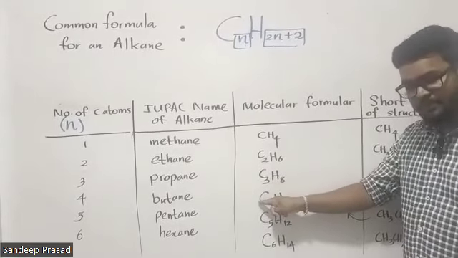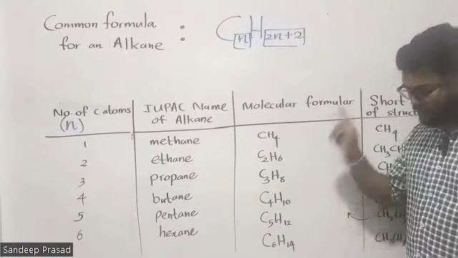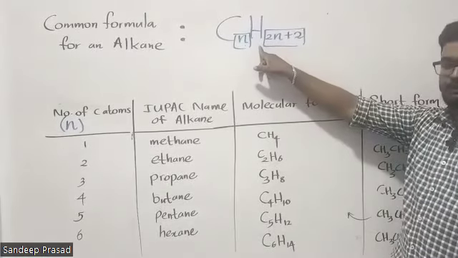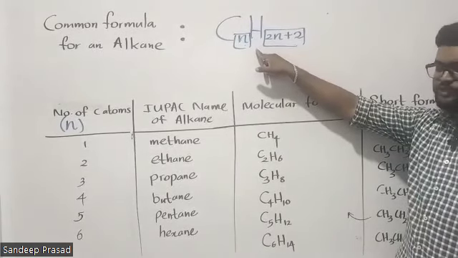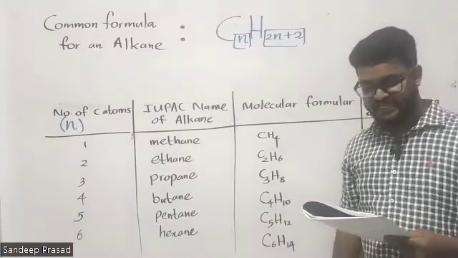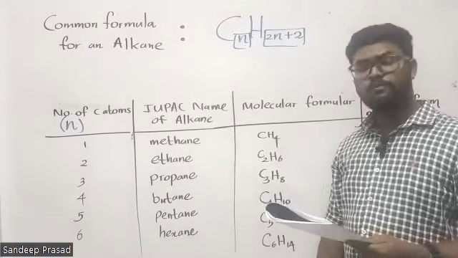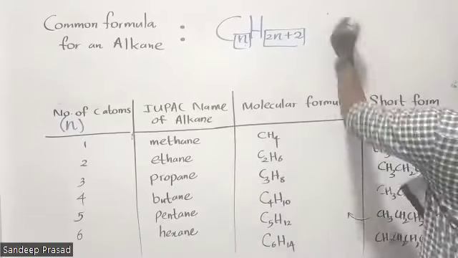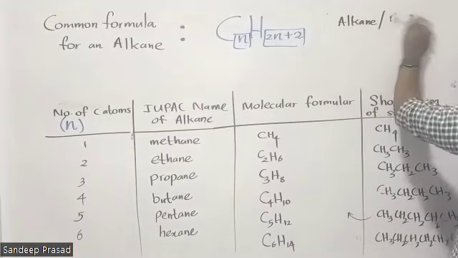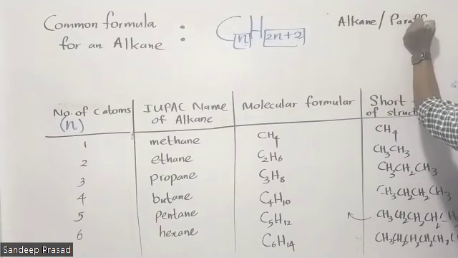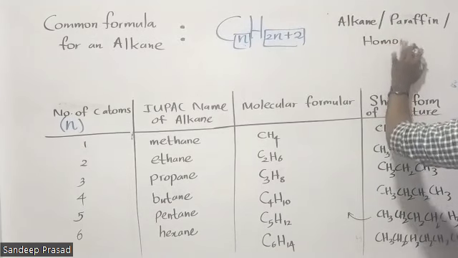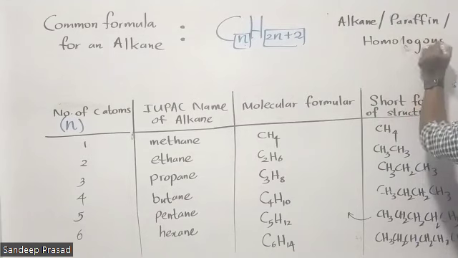Go for the butane, another carbon atom is increasing. With that one, 2 hydrogens are increasing. So therefore, this is a series. This is a number pattern, a mathematical series. That's why we obtain a common formula for that, CnH2n+2. Thus, this is known as the alkane series, paraffin series, homologous series. You have to be familiar with these terms. Alkane series, paraffin series, and homologous series. Homologous.